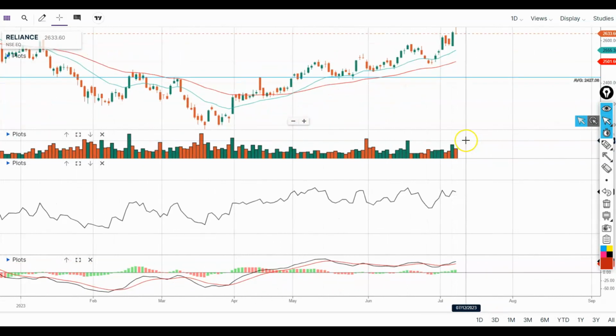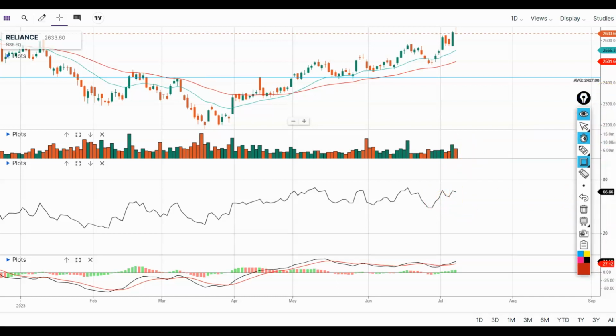And if we look into the volume, even the volume is quite high here. It fell and the volume is high. The RSI line is retracing back. You see it is 66.86 as of now, so it is still bullish. However, it is retracing back.